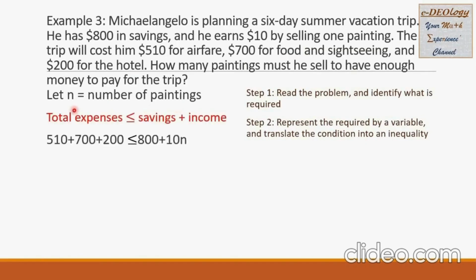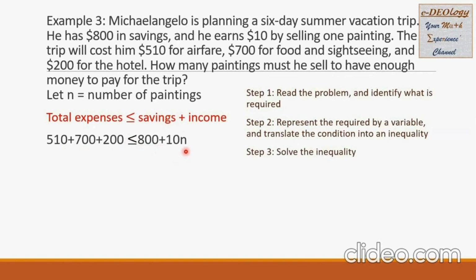Now in here, the total expenses is less than or equal to the sum of the savings plus the income from selling paintings. So putting all the expenses here, the 510 plus the 700 plus the 200 is less than or equal to the savings 800 plus the income 10 times n.